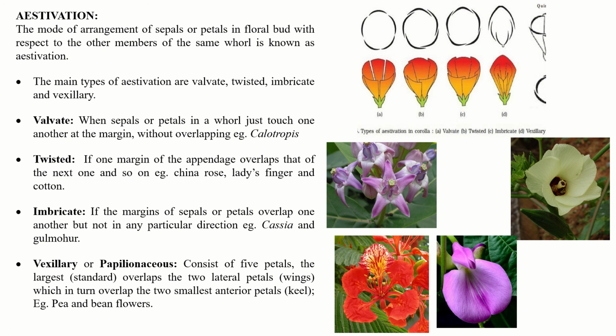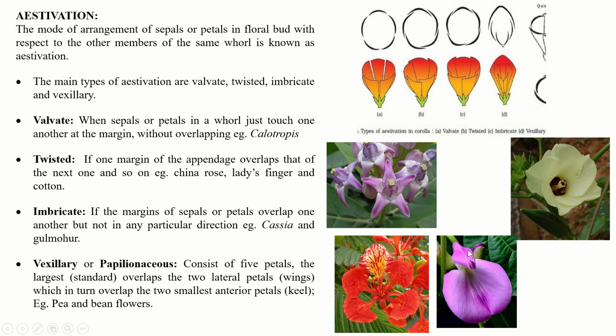Then the last type of estivation is the vexillary or papilionaceous. It consists of 5 petals. The largest, the standard, overlaps the 2 lateral petals. Example is pea or bean flowers. There is one big, large petal which overlaps the 2 lateral petal wings.